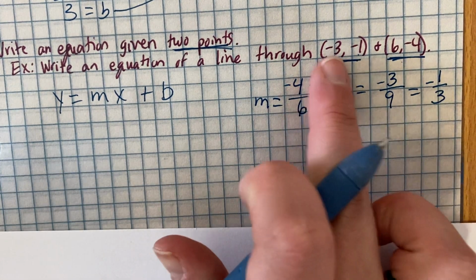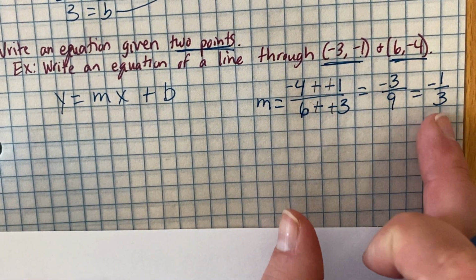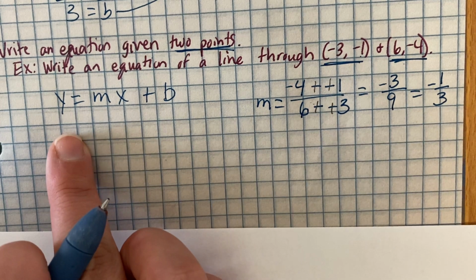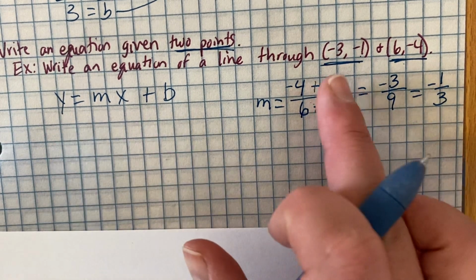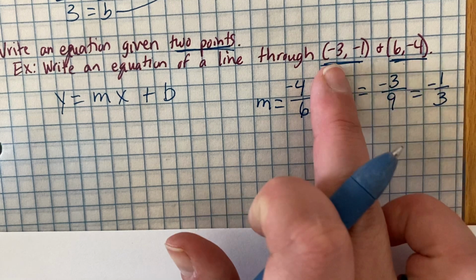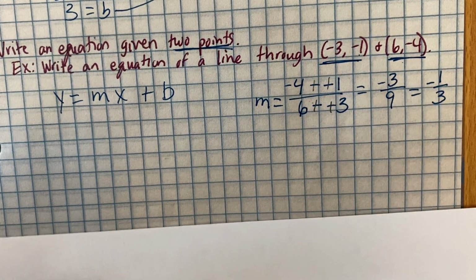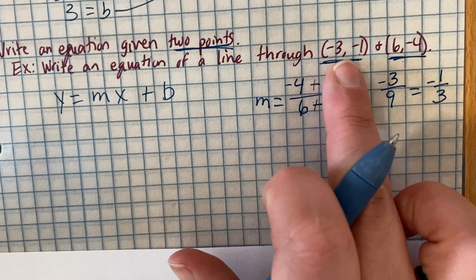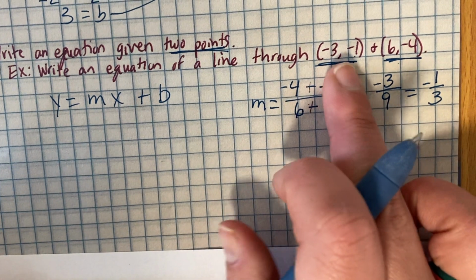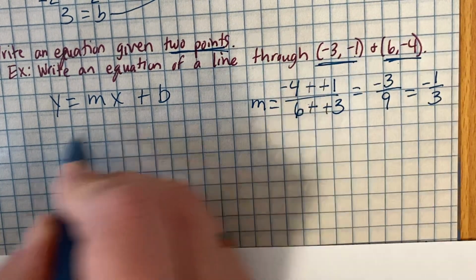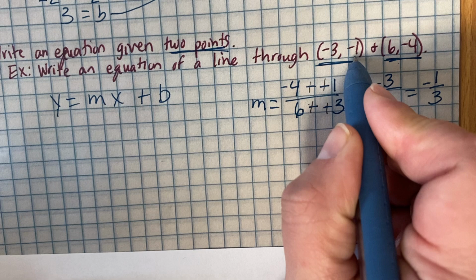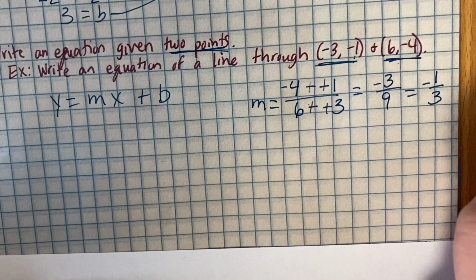Now I have a point and I have an m, and I can plug everything I know into here. At this point, you can pick which one of these you want to use. That's totally up to you. I'm just going to pick the first one. Okay, so I'm going to plug that in. So I need a y, and I have a y right here.